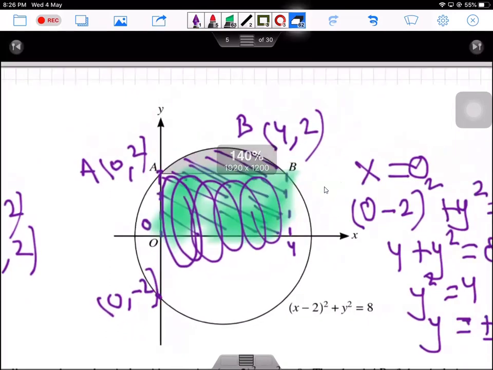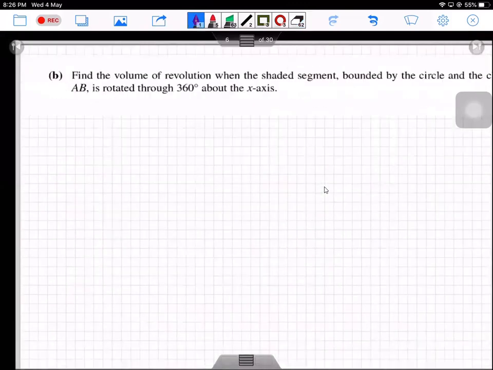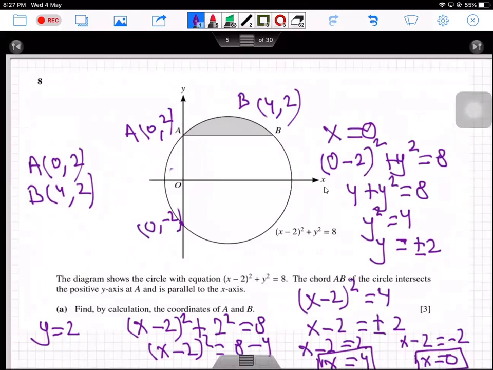First of all, I'm going to use the formula for the volume of revolution. Since we want to find the volume about the x-axis, it is pi multiplied by the integration of y square with respect to x, upper limit b, lower limit a. First of all, I'm going to find the volume when this shaded region completely is rotated through 360 degrees about the x-axis.